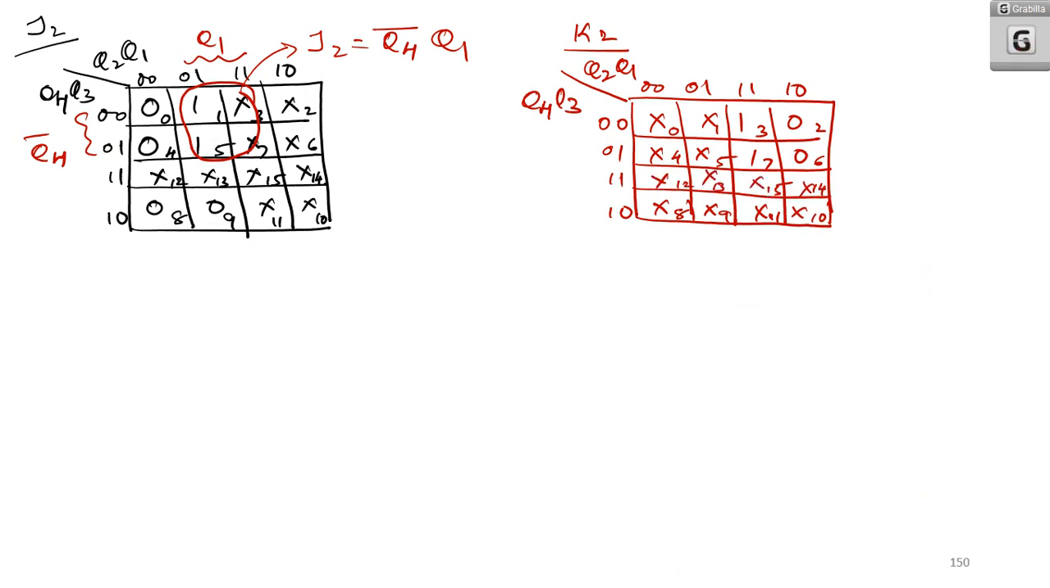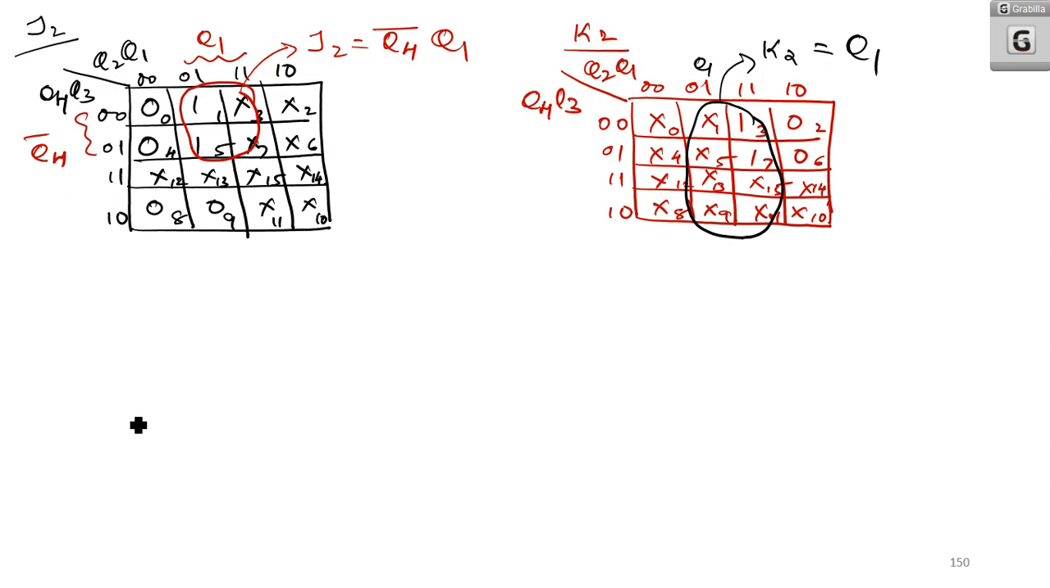Okay, what is the system for K2? That is the question. Now coming to K2, you can club it as an octet. You will get an octet here. So what do you get? You will get K2 is equal to what is common. Only Q1 is common, so we can write K2 is equal to Q1.